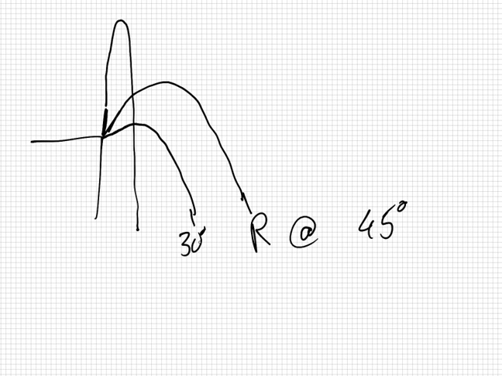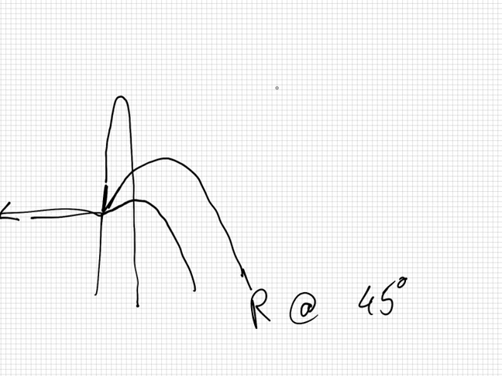Okay, teacher, 180. 180? Yes. That means he jumps this way. But the distance would be negative. He's going backwards. So we want to keep it between 0 and 90. Otherwise, if we're more than 90, it's going backwards.